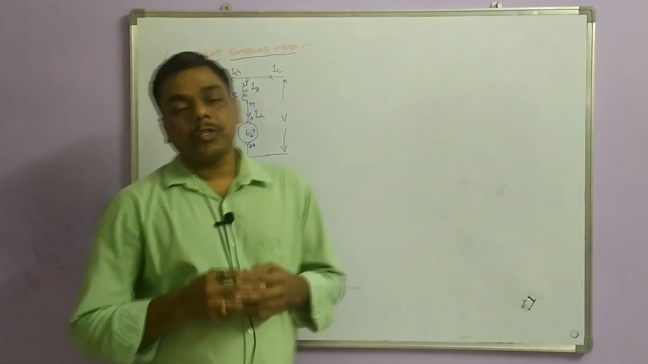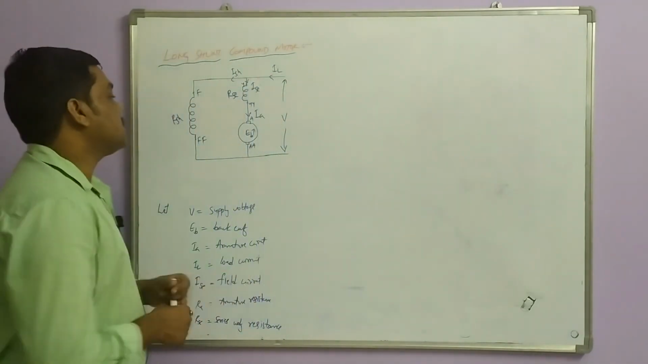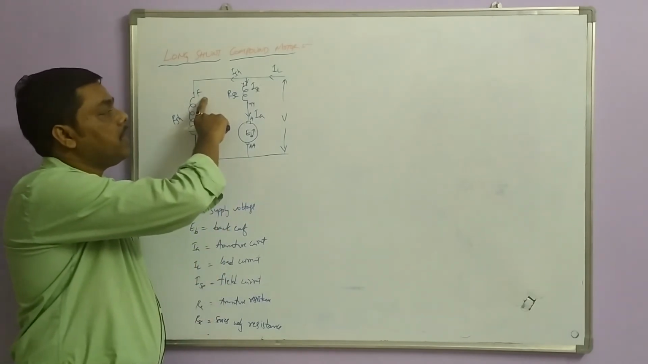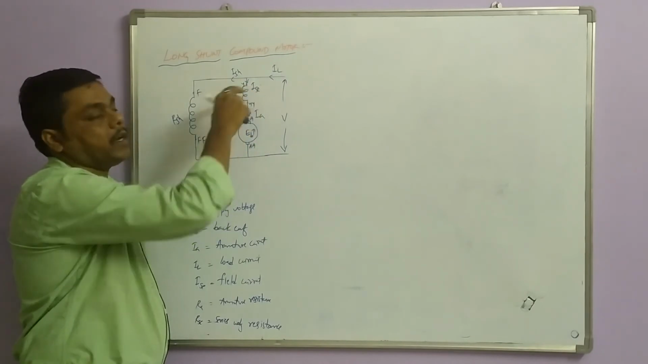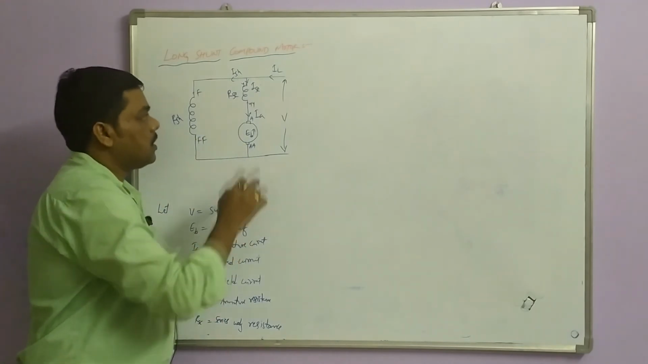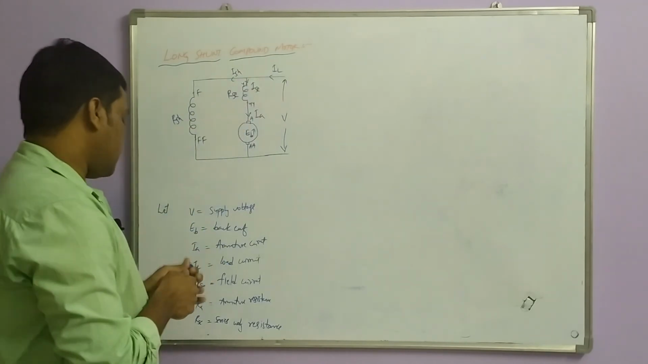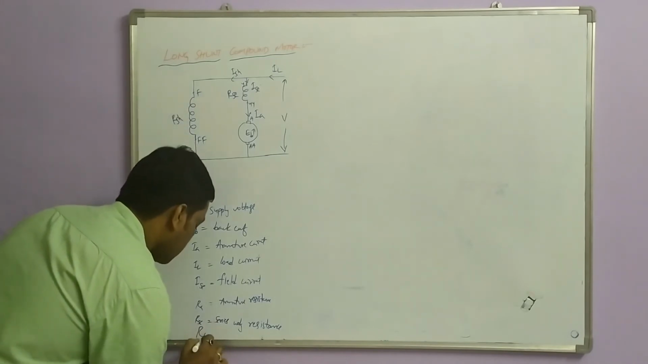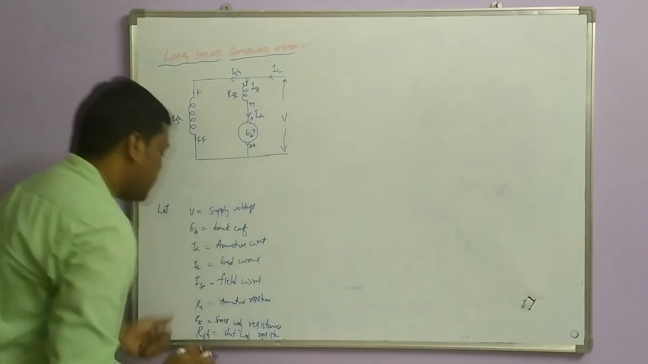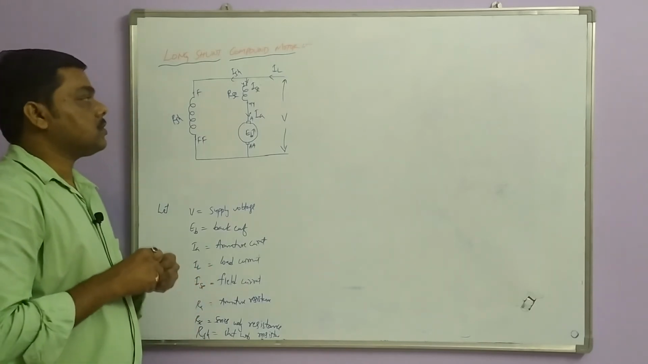Now we will discuss the long shunt compound motor, one of the types of compound motors. This is the connection diagram for the long shunt compound motor. You can see the shunt field winding is connected across both the armature and series winding. Let V be the supply voltage, EB the back EMF, and IA, IL, ISH the three currents, with RA, RSE and RSH, the shunt winding resistance, the three resistances.